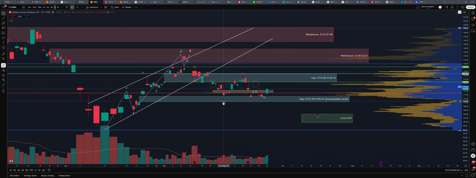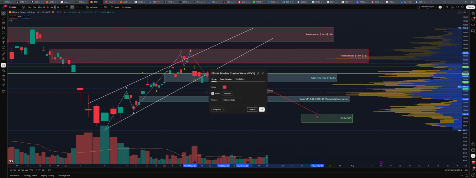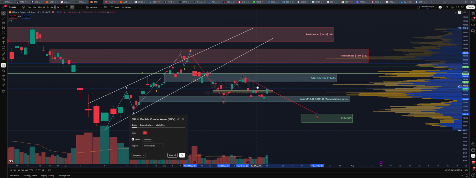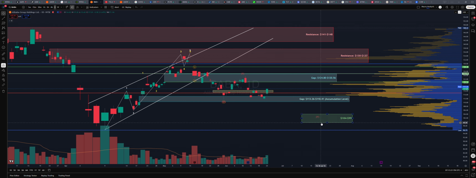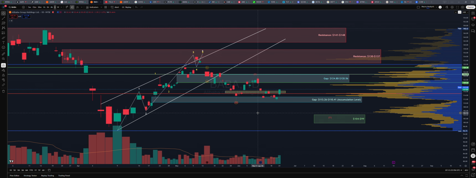And we can pretty much invalidate this WXY, which is a complex correction right over here. We have an A, B, C to the downside over here, and here where you can have another X, you have an A, B, and a C to the downside. So we want to invalidate this WXY pattern I'm looking at here. If we do not invalidate this pattern, BABA could come back down to the 104 to 99 region, but I will buy more at the bottom here again. But still looks good in terms of the volume. Want to see a bit more push to the upside here in BABA. That's what I'm looking for right now. Currently, I have accumulated BABA.